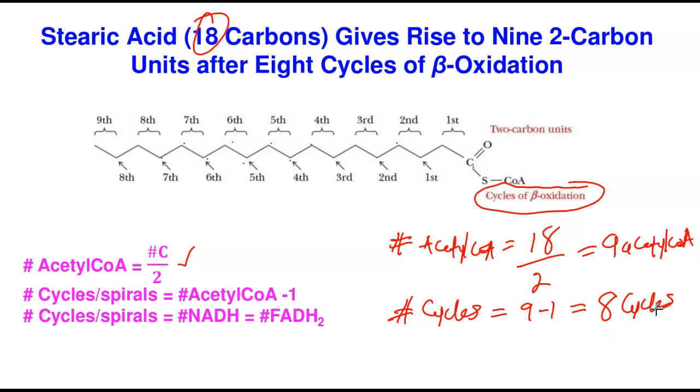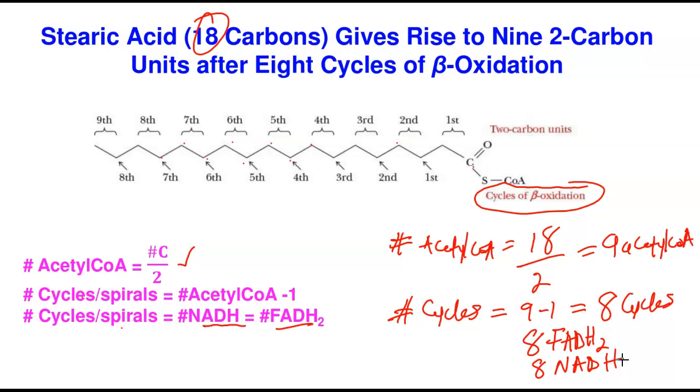And then, how many NADH and FADH2 can you produce? Now, the number of circles or spirals is equal to the number of NADH and FADH2. So what it means is that if you have 8 circles, we're going to generate how many? We're going to generate 8 FADH2 molecules and 8 NADH molecules in this complete breakdown of stearic acid.